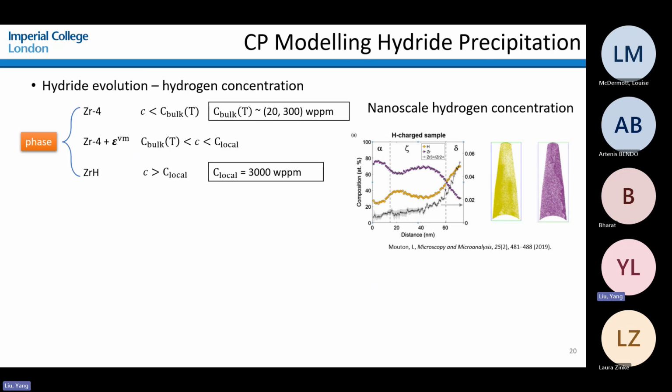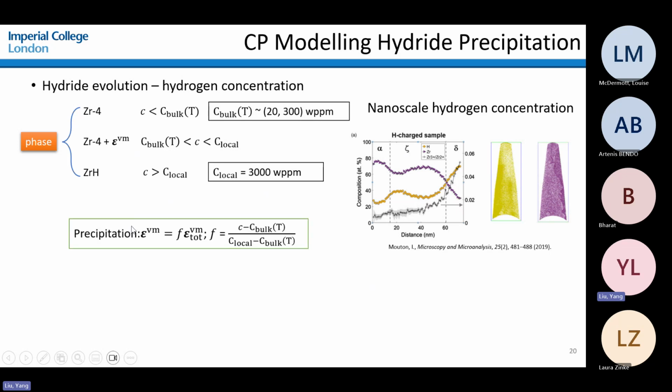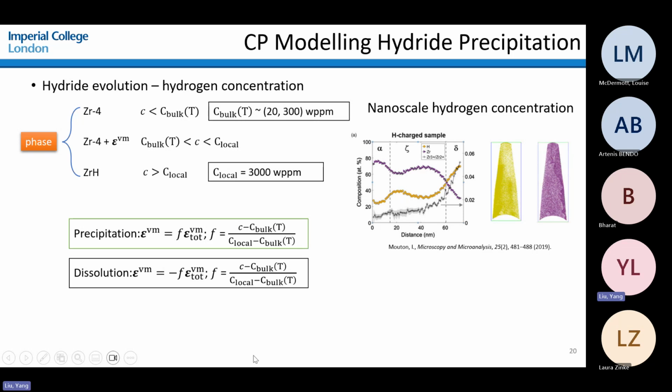And then we want to bring them together with respect to the phase transformation, where we integrated an intermediate phase, and then we incorporate this volume fraction, a volumetric misfit strain percentage, with respect to the local concentration of the material. And then we can precipitate out the hydrides as well as distribute them in the material.